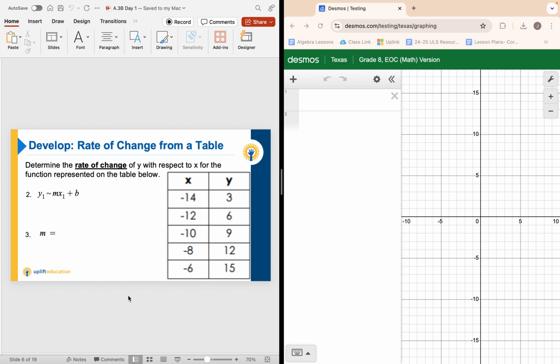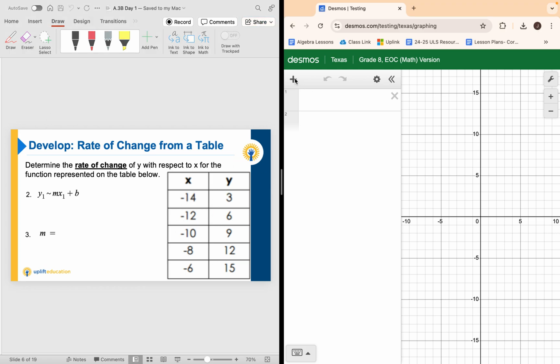Just like we talked about earlier in this lesson, the rate of change is a synonym for calculating the slope. I'm going to show you two ways how we're going to do this, and then we'll go from there. So we have our table. We're going to go to our decimals. Obviously, we're going to make ourselves a table.